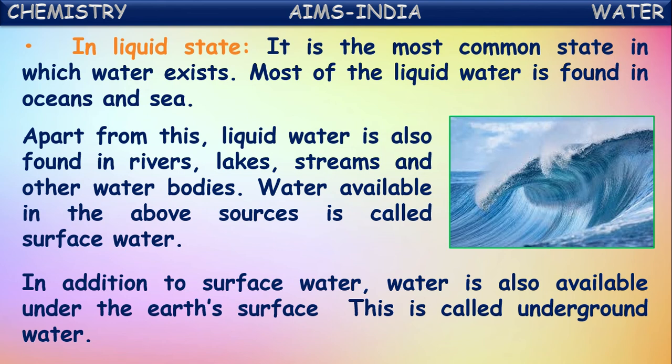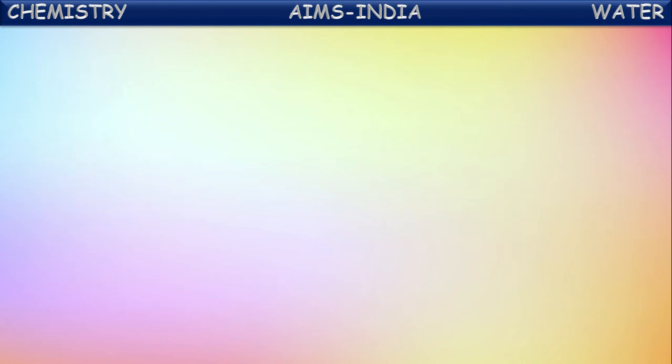Surface water means the water which is available on the surface of the earth, like seas, oceans, rivers, lakes, streams, etc. The same liquid water is also available under the layers of the earth. That water available under the layers of the earth is called groundwater. That is about the liquid state of water.